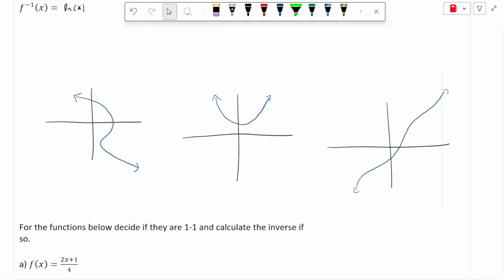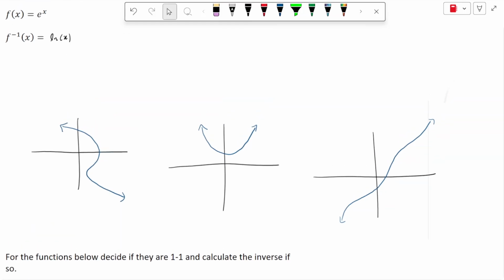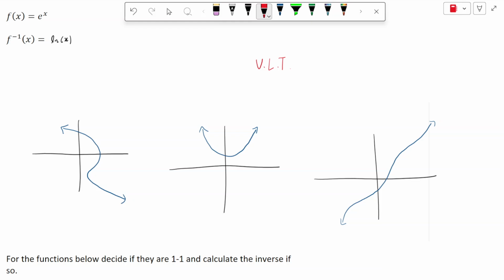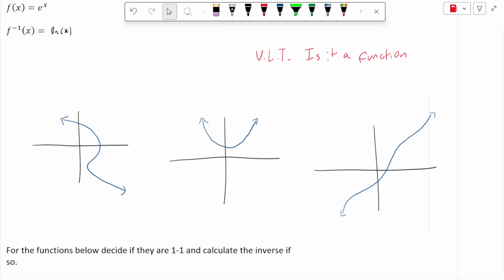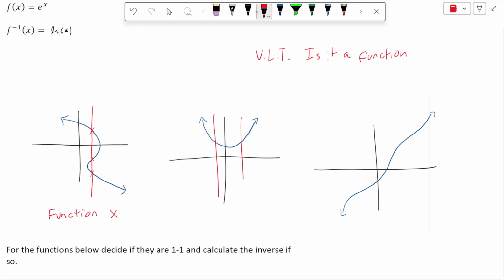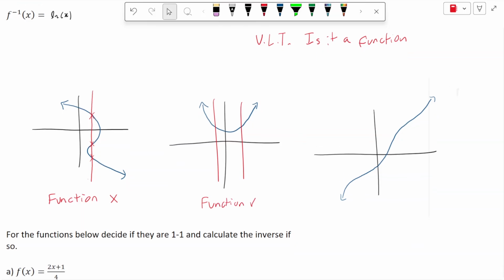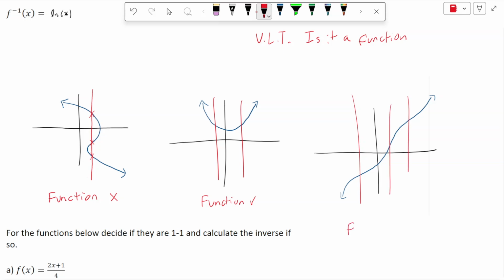So let's talk about functions. We had something called the vertical line test, and that tells us whether it is a function. Something like this first graph would fail the vertical line test because it hits it in 3 spots. So it is not a function. Something like this one is a function. And something like this one, it is a function.